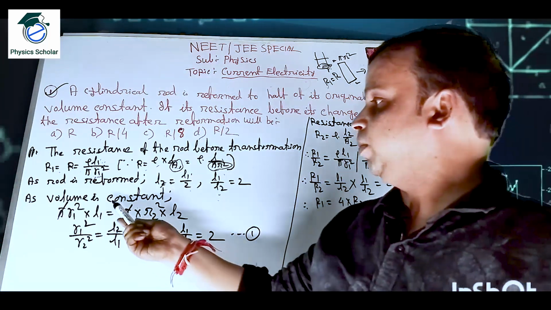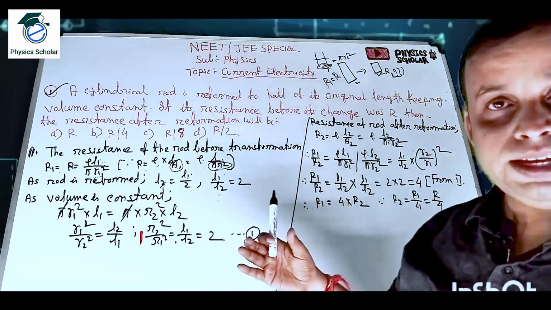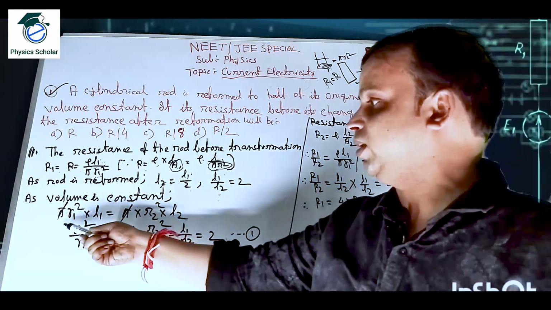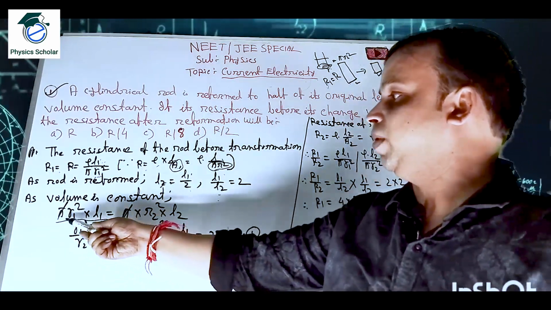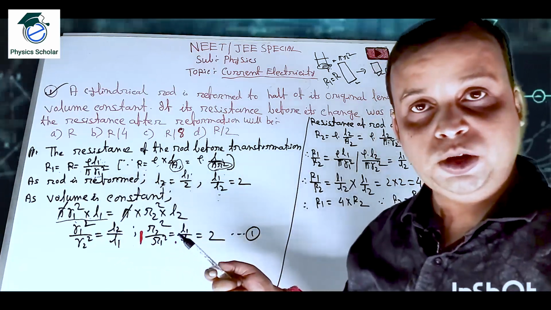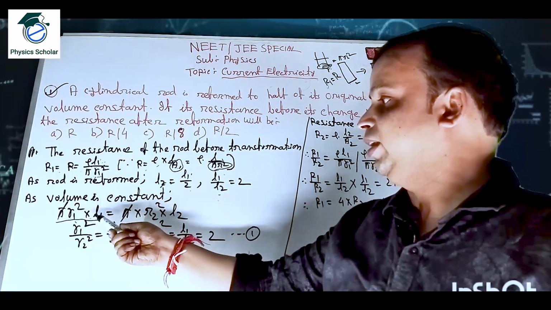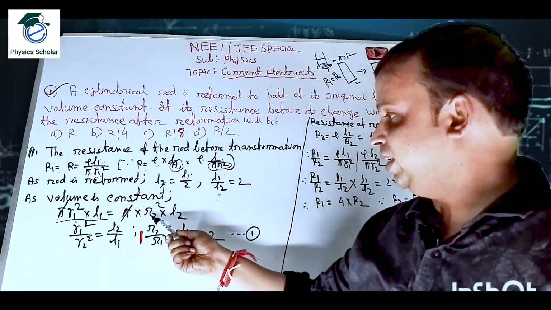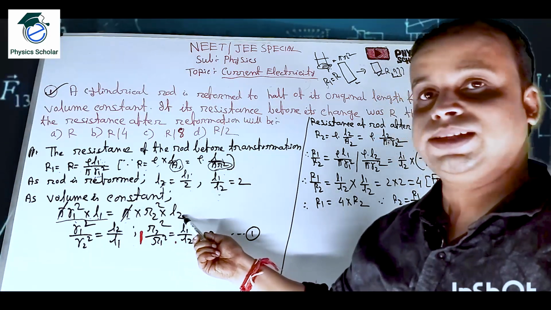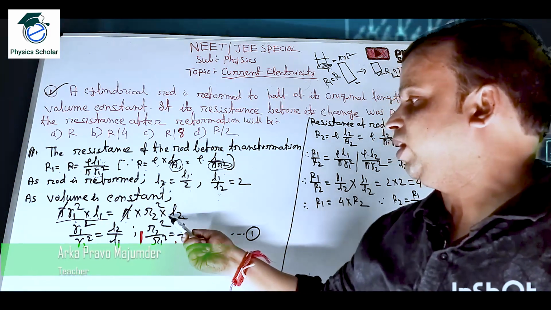Clear? Now the volume is constant. So in both the cases the volume of the rod will be constant. So what is the volume of the rod before? Pi R1 square into L1, that is the volume. This is the area into length, that is the volume. Here, the new area into length: the new area is pi into R2 square into L2.